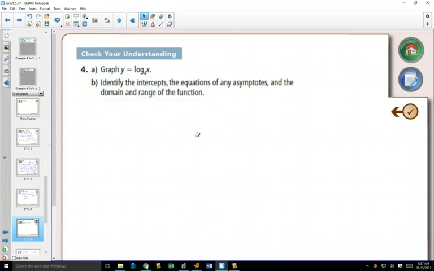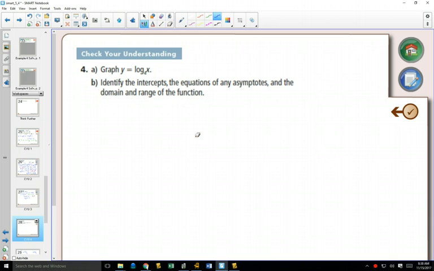We are also going to learn how to graph every single log graph and do all the transformations with every single log graph. So here we have the graph of y equals log base 4 of x. And after we do this one, you should be able to do y equals log base 2 of x, y equals log base 3 of x, any base possible.